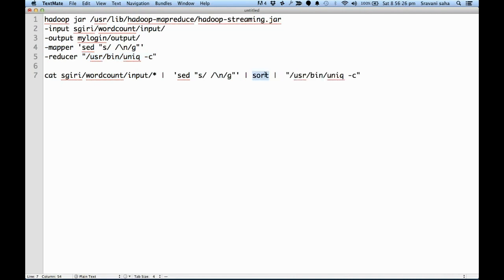So input is just a folder name, right? So what this streaming job does is, when you specify a folder name, it picks up all the files in that folder and concatenates their output and executes this mapper. And the way you can think of Hadoop is that this is what it is doing inside. It's taking your mapper code, piping the output from that folder, and whatever output your mapper code is giving, passing it via a sort command, and then giving it to the reduce command, right?